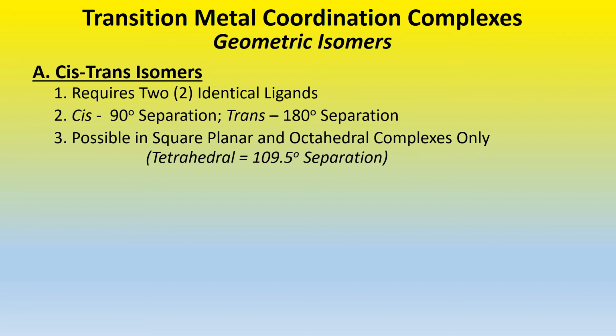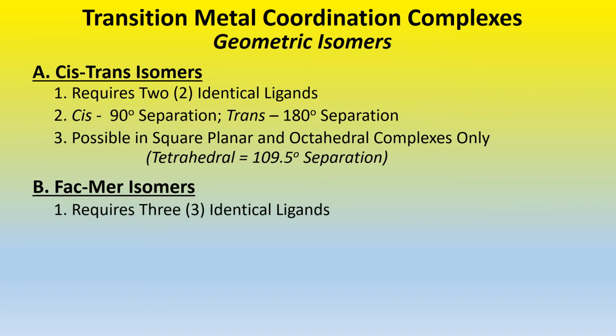The second type of isomer, the facial meridial isomer, is more specialized. It requires 3 identical ligands to change the geometry. Therefore, it is only possible in octahedral complexes. So if you see an octahedral complex with the number 3, it can form facial or meridial isomers.